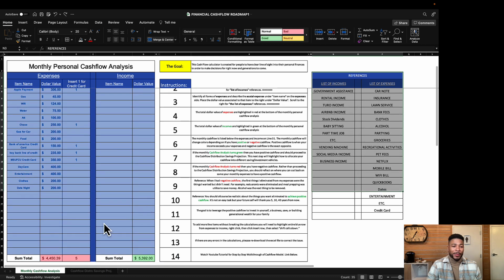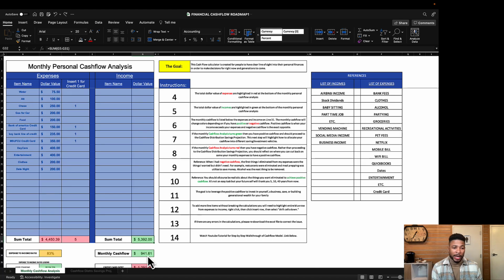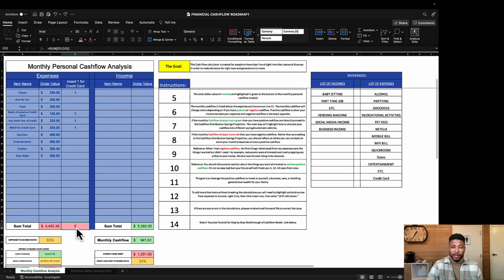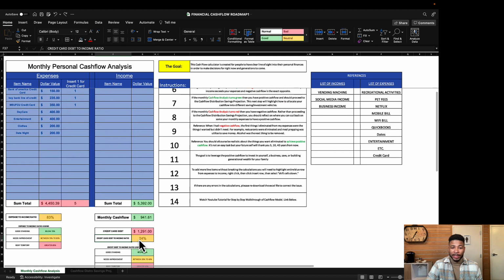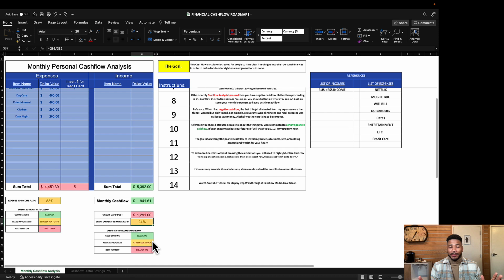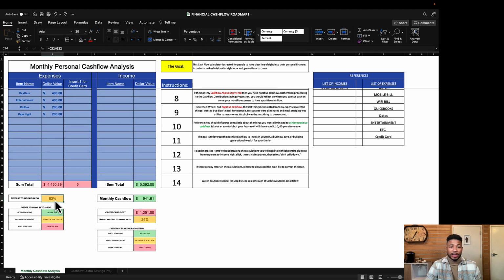Now, if we scroll down to the bottom, we can see that our sum total of expenses is approximately $4,400, and our sum total of income is approximately $5,300. And we have essentially 5 credit cards. Our 5 credit cards total up to $1,291, which is 24% here, the credit card debt to income ratio. 24% of our income is being spent on credit card debt, which isn't bad. It needs improvement, but we really want to be below 20% to be in really good standing.